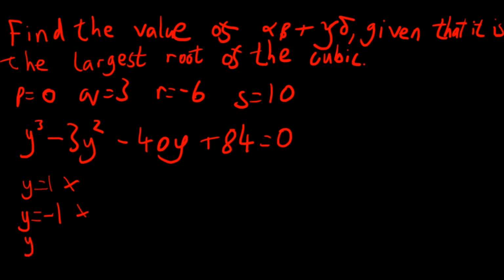Now let's try y equals 2. And by the way, the values of y that I am using are all factors of 84. Those are the only values of y that you should be testing, because only those can be roots of the polynomial. If we try y equals 2, we end up with 8 minus 12 minus 80 plus 84, and that, in fact, is equal to 0. So we now know that y minus 2 is a factor.